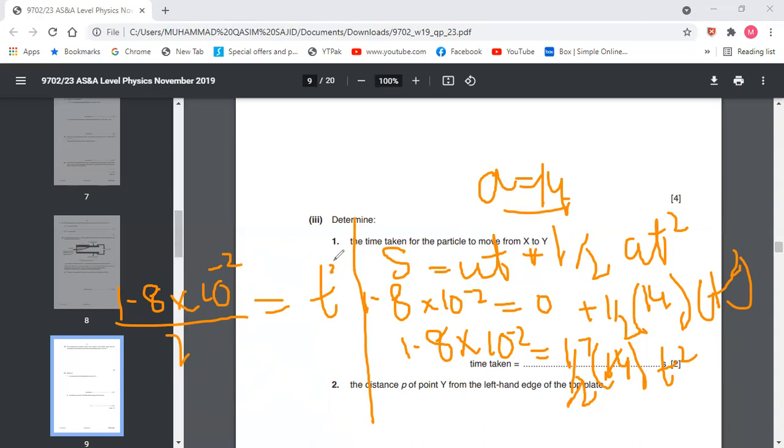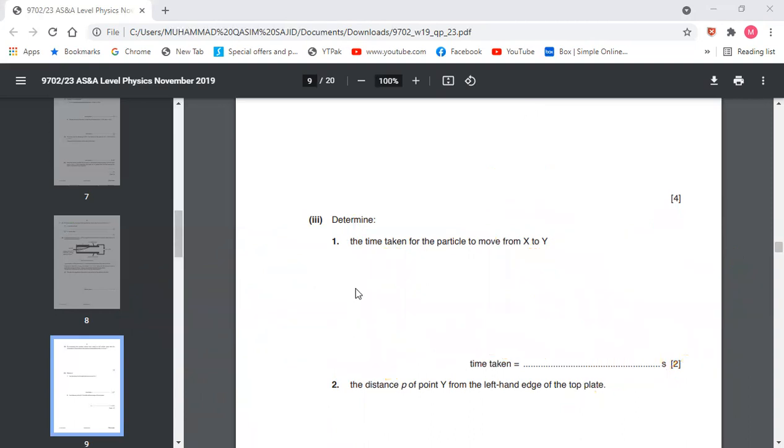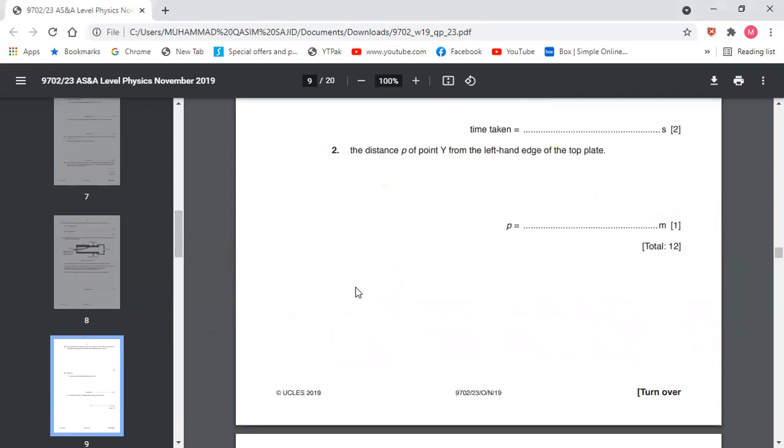Abdullah, is this t square? Yes, sir. Now I am finding t. Yes, take the square root of 2.5 into 10 raised to power minus 3. 0.05. Yes, this value is correct. 0.051 second. Is this clear? Now for the second part, the distance P of point Y from the left side of the top plate.